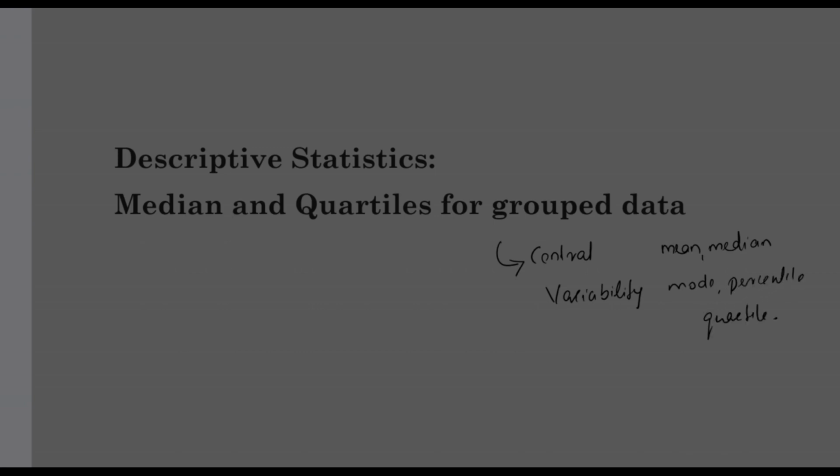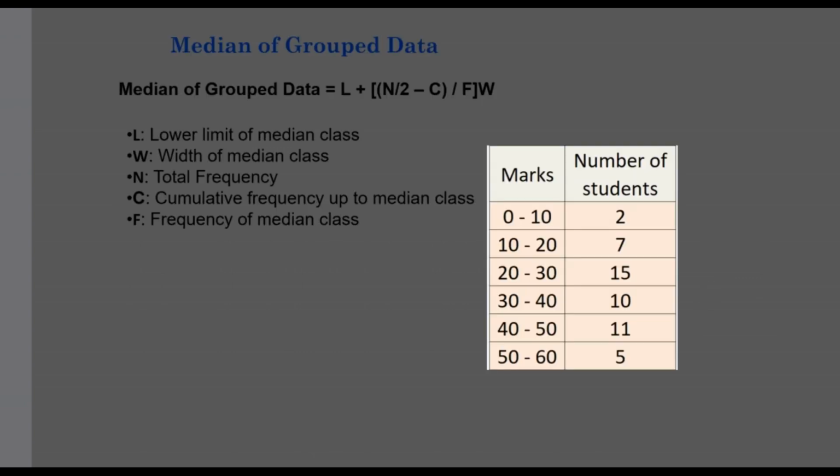I had created a video on finding mean, median, mode, percentile and quartile for ungrouped data, and in that video there is also the solution for finding the mean and mode for grouped data. So in this video we are discussing the median and quartiles for grouped data. So let's start. This is the equation for median for grouped data.